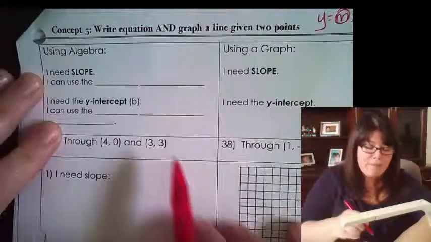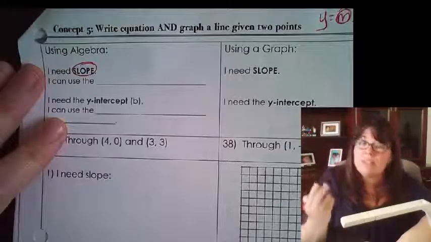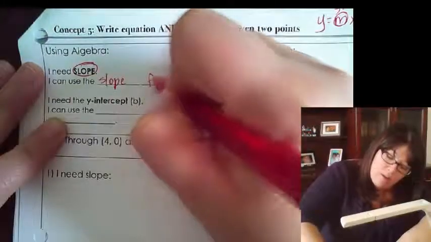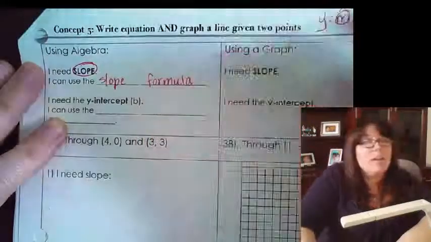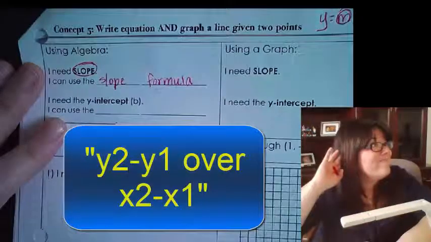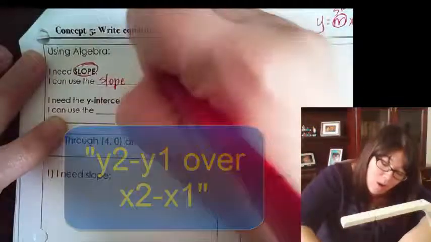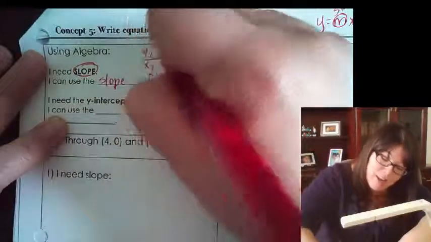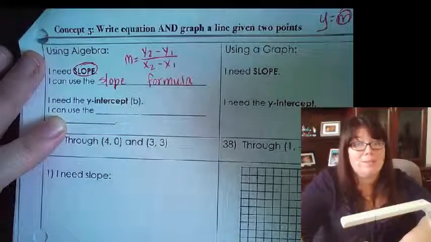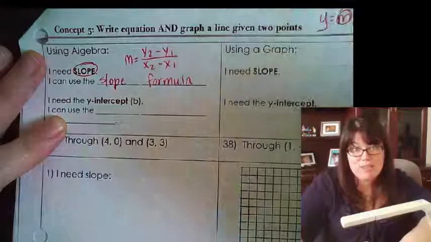Using algebra, the first thing that you need is your slope. If you have 2 points and you need to find slope, you can use the slope formula. Slope formula. And do you guys remember what that is? Let me hear you say it. Absolutely. y2 minus y1 over x2 minus x1. That is slope. So m equals y2 minus y1 over x2 minus x1. Use that formula to find your slope.